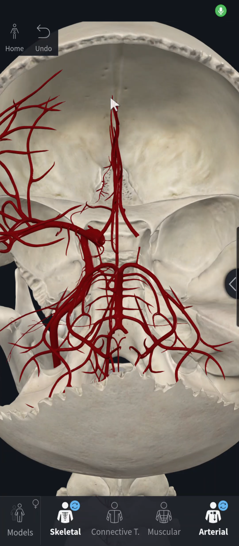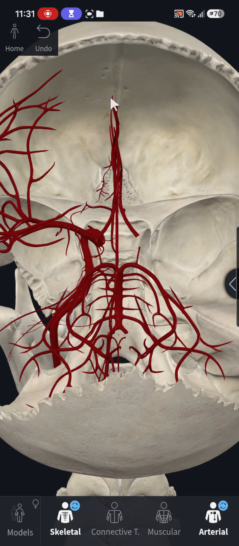Everyone, today we're going to talk about the circle of Willis, the structures that form the circle of Willis, as well as the path and the origin and some of the branches of the main two arteries that form the circle of Willis, which are the internal carotid artery and the vertebral artery. First, let's have a look at the structures that form the circle of Willis.